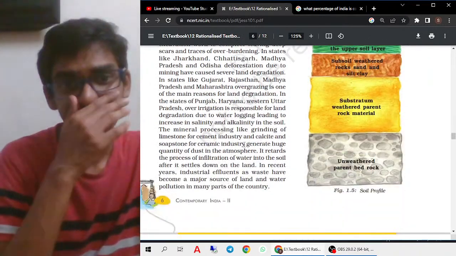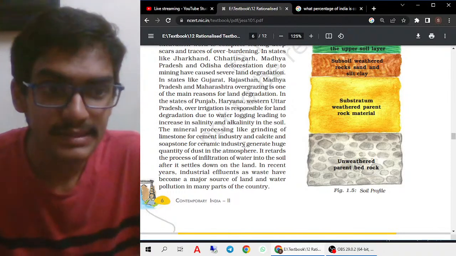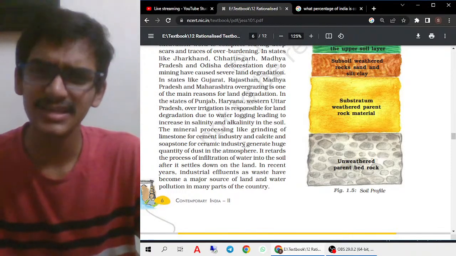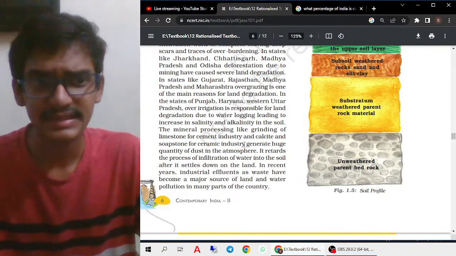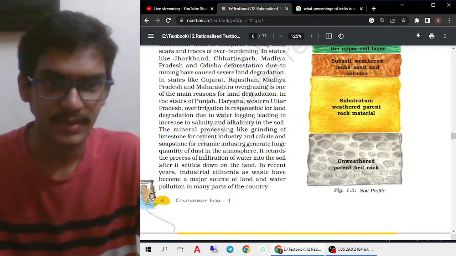One more important thing is the release of industrial effluents into the soil, which causes land pollution. Over-irrigation also makes soil infertile for growing crops. That is mainly seen in the states of Punjab and Haryana, where the Green Revolution was more popular, and in Uttar Pradesh also.